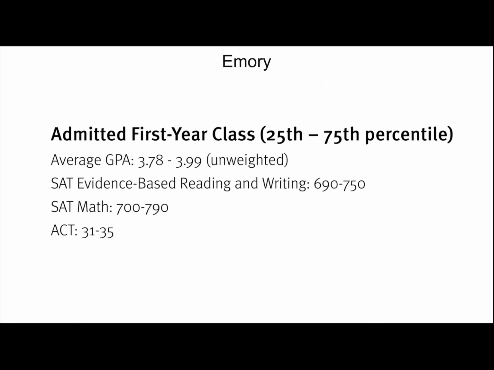But look at their SAT scores. You have evidence-based reading and writing scores 690 to 750, and again they're doing it by 25th and 75th percentile. SAT math 700 to 790. So the scores for the SAT are high, but the GPAs aren't necessarily what we might have thought these schools wanted. So just because you had a B doesn't mean that you can't go. It doesn't mean that you're not good enough to go.